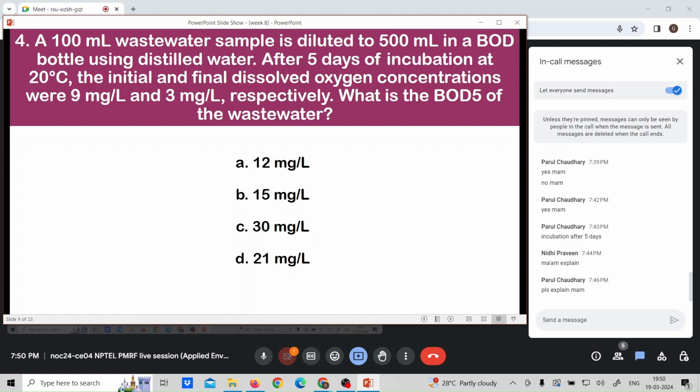Now what they have asked you to find is the BOD of the wastewater. In this case you have incubated it for 5 days, so it is the BOD 5 of the wastewater. How will you find that? Dissolved oxygen initial minus dissolved oxygen final, divided by the dilution factor, will give you the BOD, and this will be in terms of milligram per liter again.